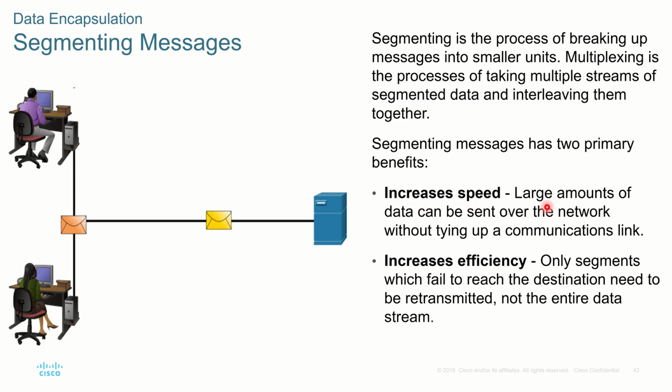Hence the reason any application, for example email, has certain limits on the file size to be sent over the network. Second, it increases efficiency, so only segments which fail to reach the destination need to be retransmitted, not the entire data stream.